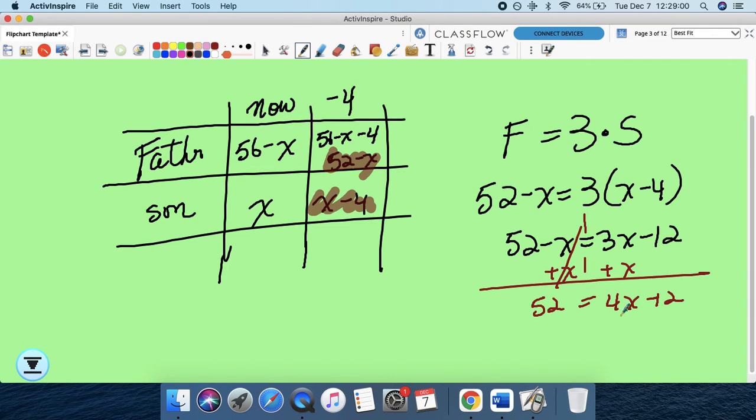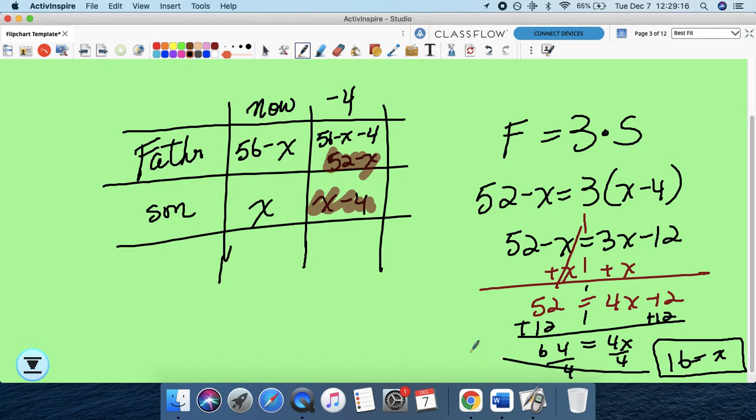Two-step equation again. So we're going to isolate the variable by adding 12 to both sides first. That gives me 4x equals 64. Divide both sides by 4. And x equals, I believe, 16. So x equals 16. I can go back here and say, well, the son is 16.